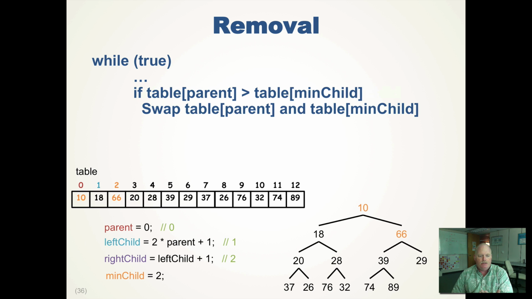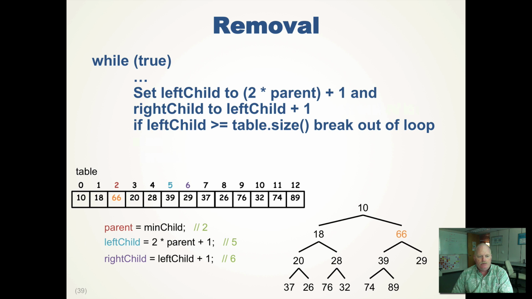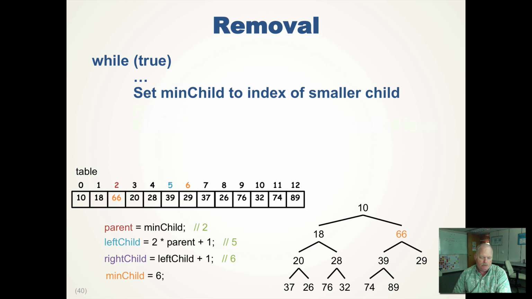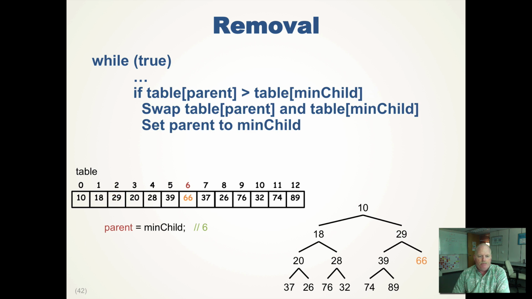And now we need to update the parent's index, set it to the min child's index 2, and recalculate. If we didn't swap, we would have broken, but we're still in here. So we recalculate our left and right children, and is 66 greater than 39 and 29? The answer is yes. So now we calculate the min child, which will be the 29. We swap. We update the parent. We check to see, we did the swap so we don't break.